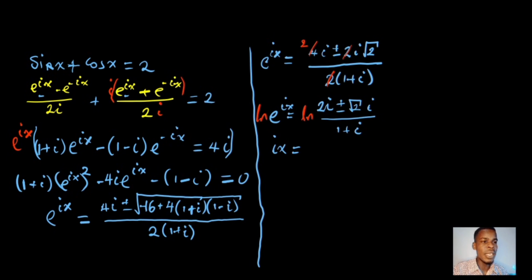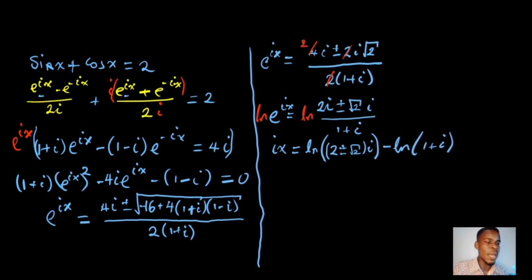So maybe let me not try to simplify the fraction, the denominator, but rather let's use the logarithm properties to state that the logarithm of the ratio will be the difference of the logarithms. In other words, we're going to have the natural logarithm of 2 plus or minus the square root of 2 into i, like that. Then we subtract the natural logarithm of 1 plus i. Good, that's what I meant.